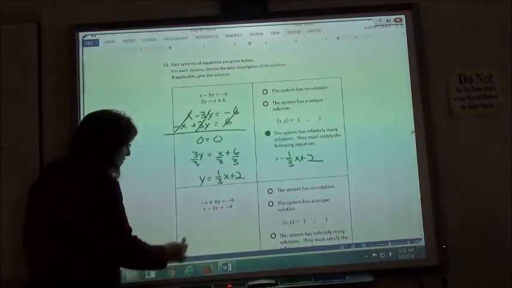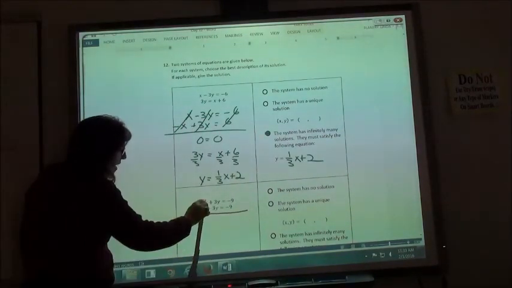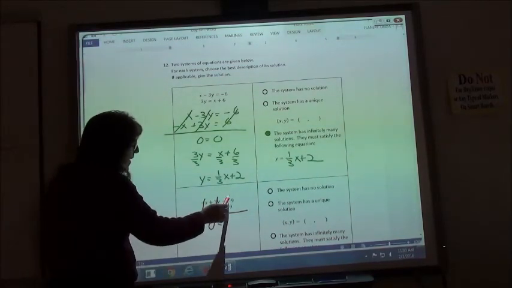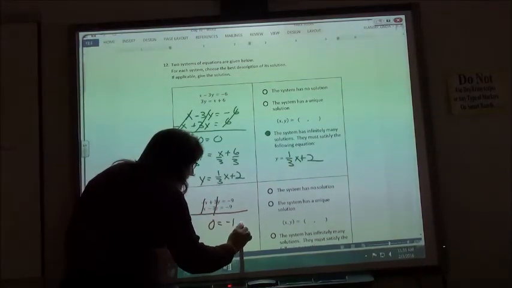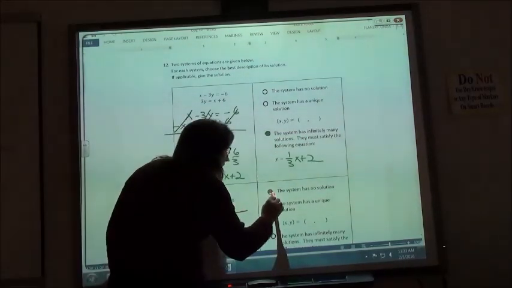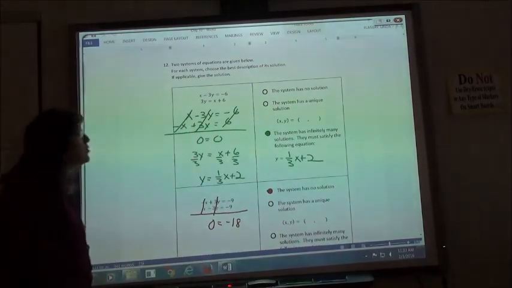Bottom equations, if I add those together, the x's cancel out, the y's cancel out, I get 0. Negative 9 plus a negative 9 is a negative 18. 0 is never going to equal negative 18, so this one is going to be one of those where you get no solution.